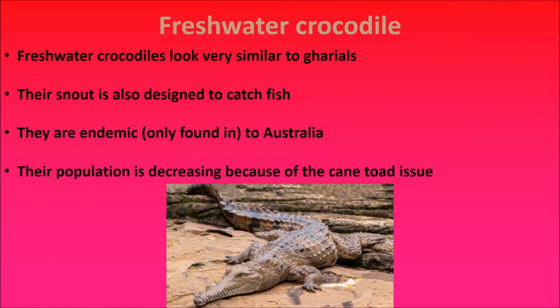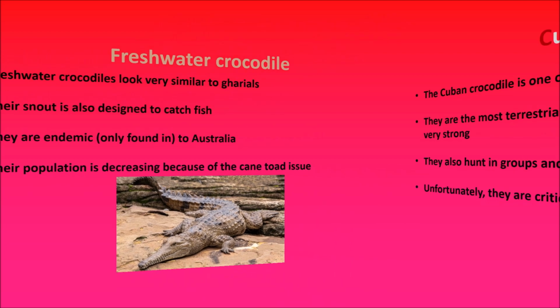Next is the freshwater crocodile, which looks very similar to gharials, and their snout is designed to catch fish. They are endemic. Endemic means they are only found in one place, so they are endemic to Australia, and their population is decreasing because of the cane toad issue. And yeah, it's a problem for a lot of animals with the cane toads in Australia.